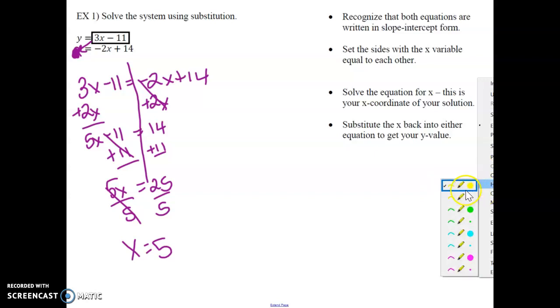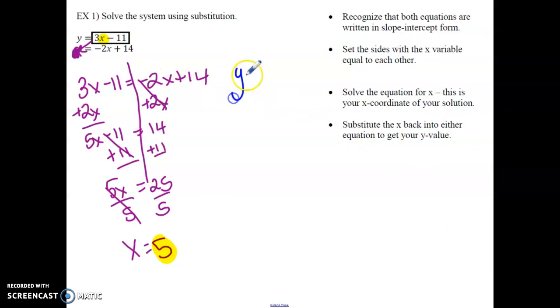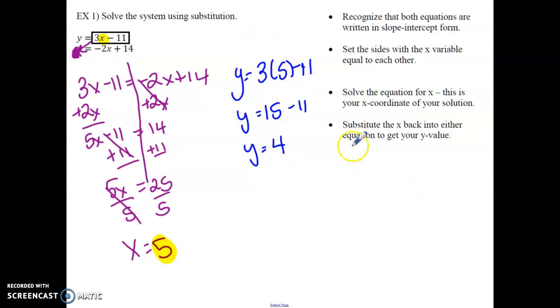And then after that, we're going to substitute. So if I know that x is equal to 5, I'm going to put a 5 in right there. Okay, that will help me find my y. So instead of having an x there, I'm going to do 3 times 5 minus 11. So 3 times 5 is 15. 15 minus 11 is 4. So my solution here should be the point (5, 4). Okay, and that's my final answer. Notice I put parentheses around it so that I know that it's an ordered pair.